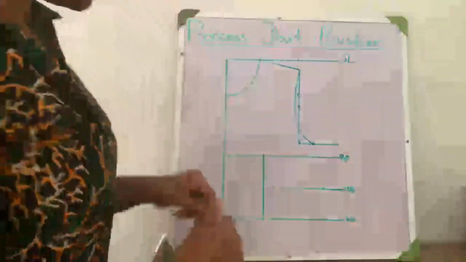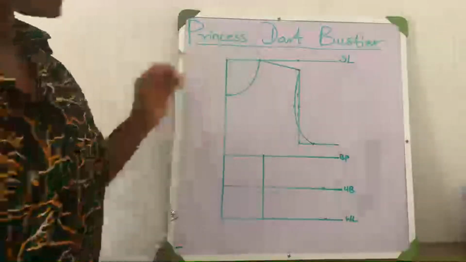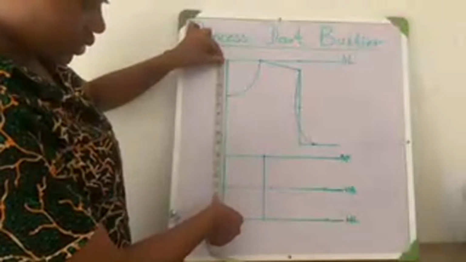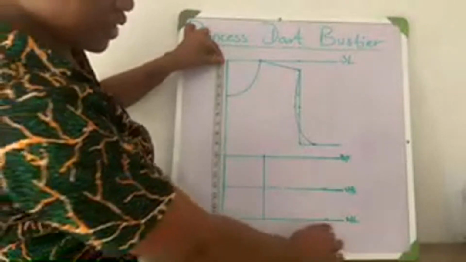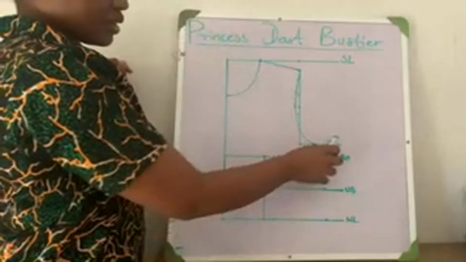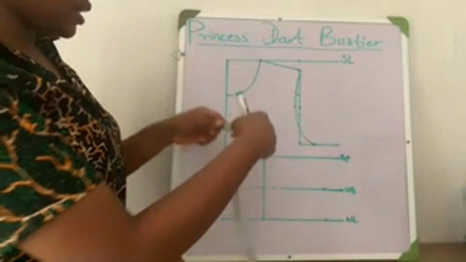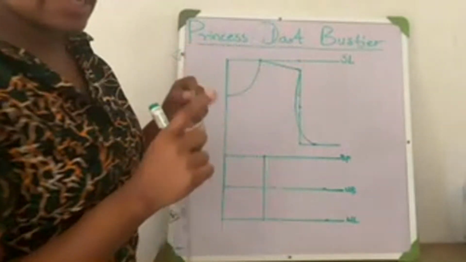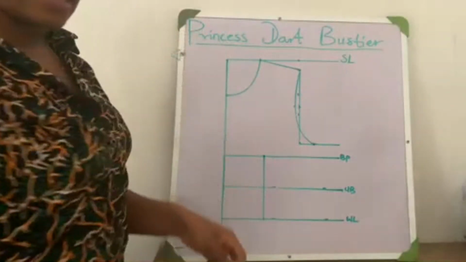Welcome back, guys. I don't know how the stream got interrupted. So as you can see, we are trying to get how to draft a princess bustier, and you will start with the basic bodice. As you know, I've marked the shoulder line, the bust point at 10 inches, the under bust at 13 inches, and the half length, that is the waistline, at 16 inches. I marked the armhole curve, and I'm working with a 3.5 neck and 4 inches neck depth.